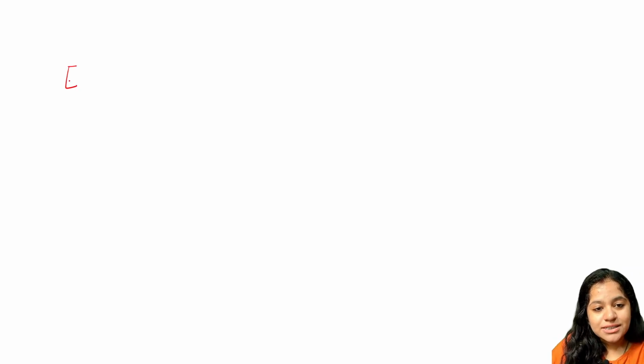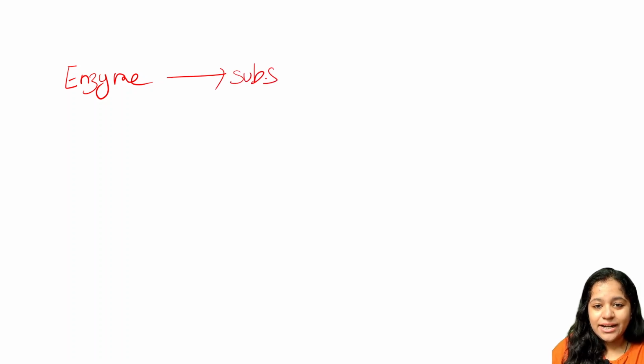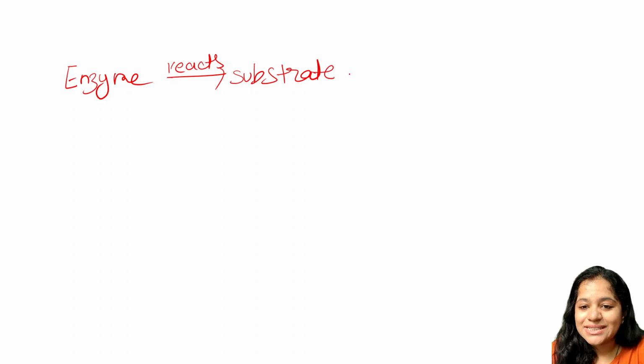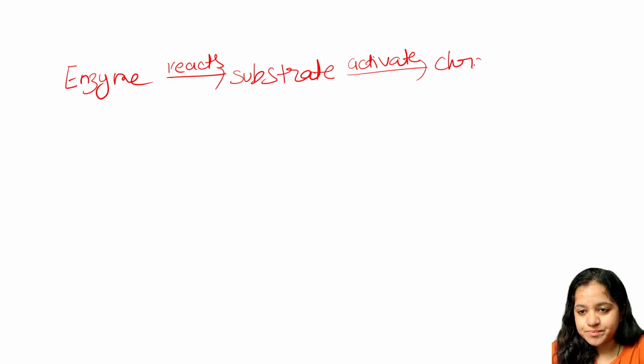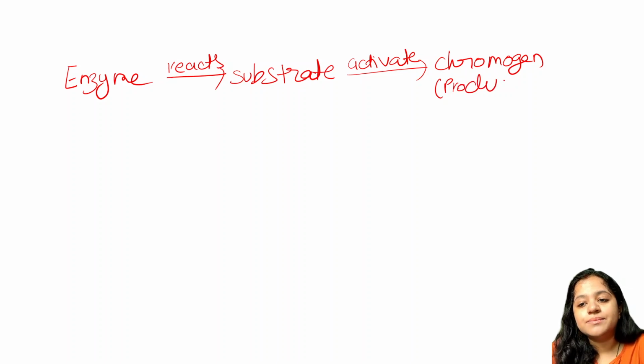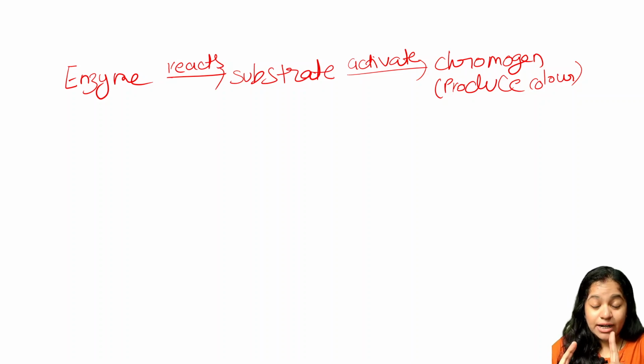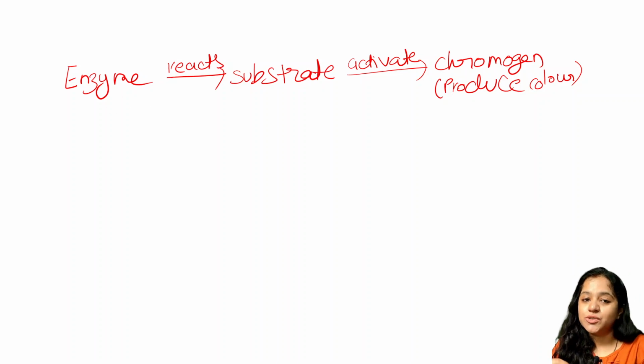Now, in your first year biochemistry, you must have read about enzyme. So, if you can recall that, you can think that enzyme reacts with a substrate. Now, this reaction of enzyme and substrate will do what? It will activate a chromogen. Okay? It will activate a chromogen to do what? To produce color. Okay. Now, this information is going to come very handy for us with understanding the principle of ELISA. So, enzyme reacts with substrate, and this reaction activates chromogen to produce a color.